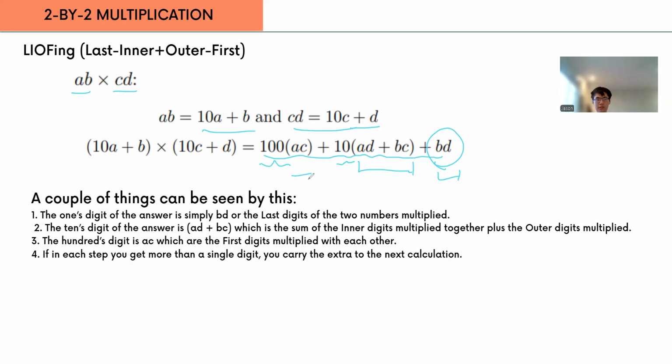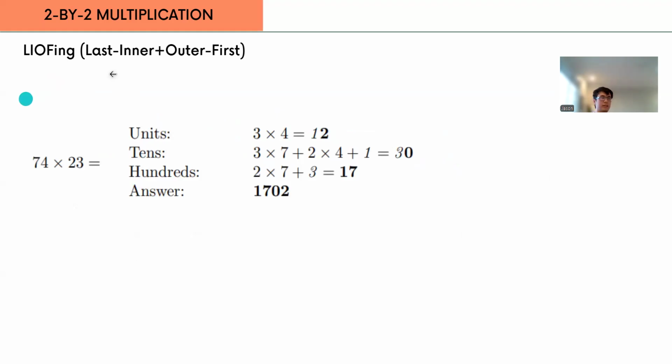For this method, what we want to do is first go from right to left. We calculate BD, and then we carry over to AD plus BC times 10. Once we calculate that, we move on to the hundreds place. The reason this is so fast is that you can go from right to left, and you don't have to think about that many things as you go.